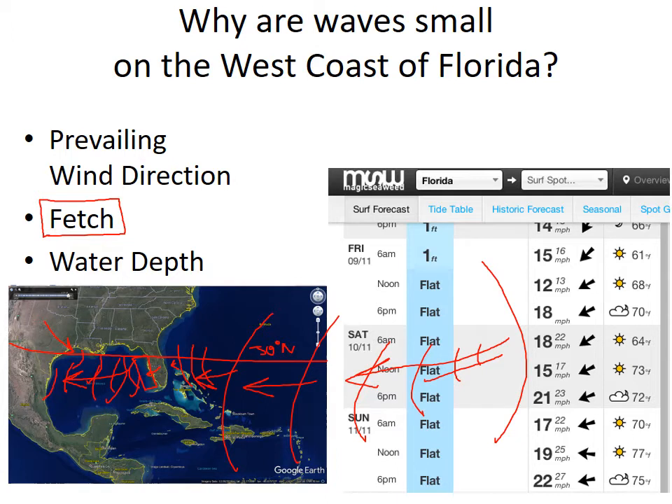So some types of life might do well in an environment where there's strong currents and waves. Other types of life might do better in an environment that's quieter, and that's one of the reasons that we see differences in the type of life on either side of the peninsula of Florida.